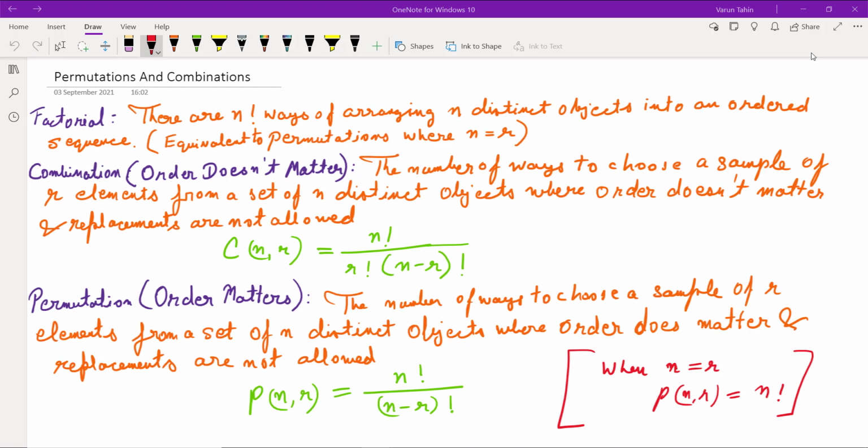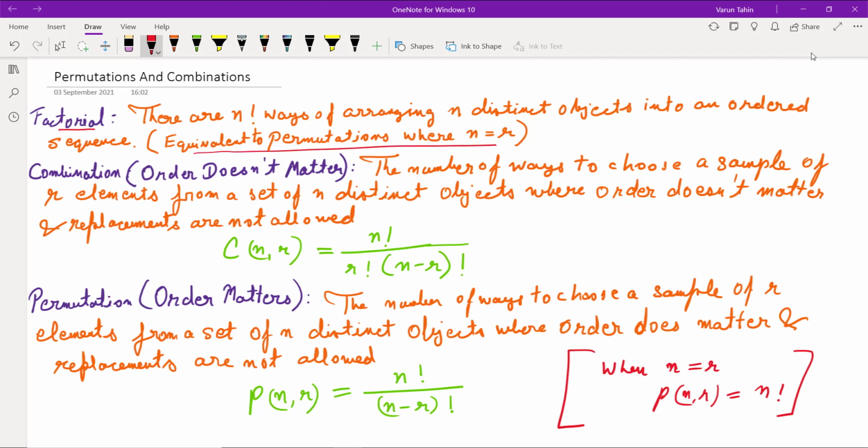Now there are several other definitions which we would like you to remember. The first we have already seen, which is factorial, which says there are n factorial ways of arranging n distinct objects into an ordered sequence. So this elaborates that if we have n distinct objects, we have n factorial ways of arranging them differently. And this is equivalent to permutation when n is equal to r. We will see this statement in a short while.